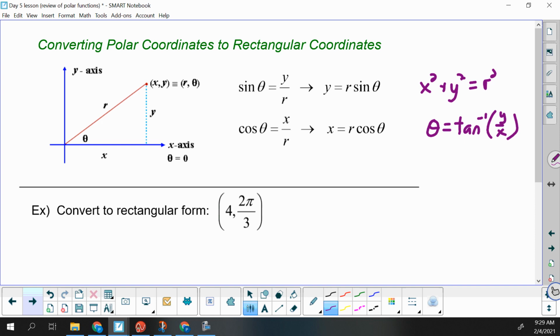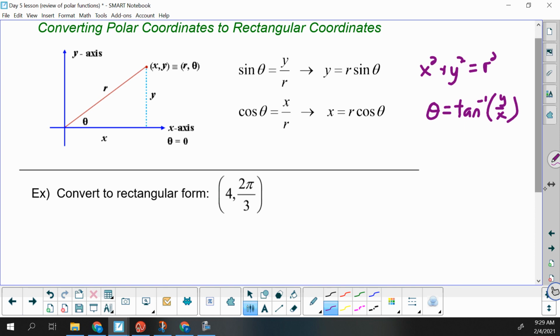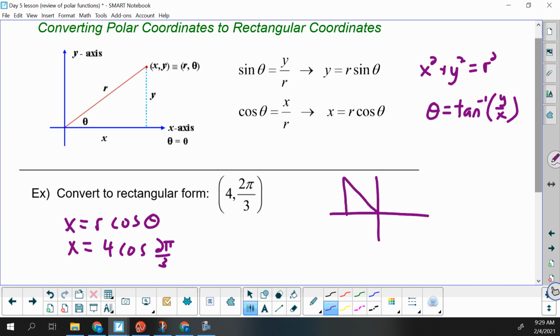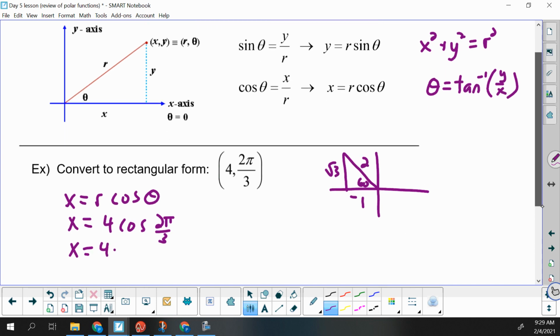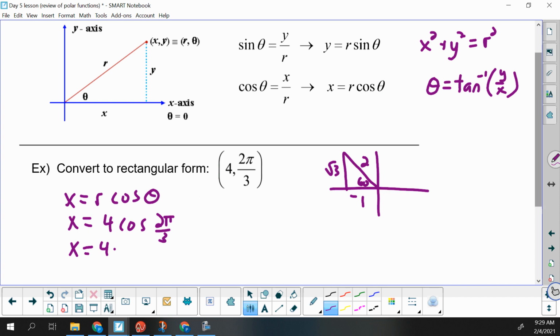So if we want to convert this into rectangular form, so that's our xy form, we have that x is equal to r cos theta. So x is equal to our r of 4 times cos of 2 pi over 3. Well, 2 pi over 3 is 120 degrees. So that's a 60-degree reference angle in the second quadrant. We would have square root of 3, hypotenuse would be 2, and the adjacent side would be negative 1. So therefore, our x is just going to be 4 times our adjacent over hypotenuse of that reference triangle. So that would be negative a half. So our x is just negative 2.